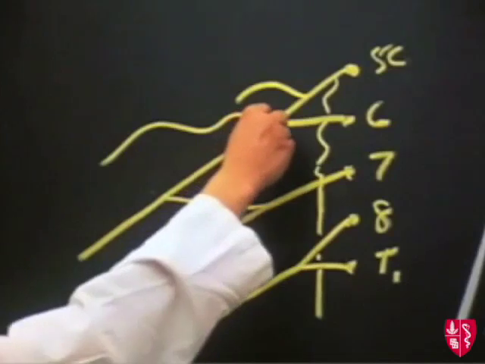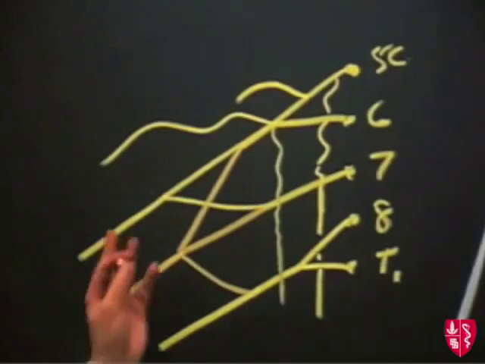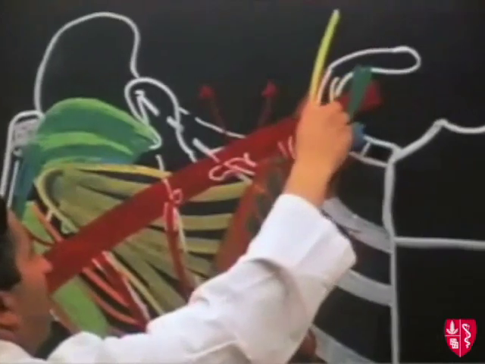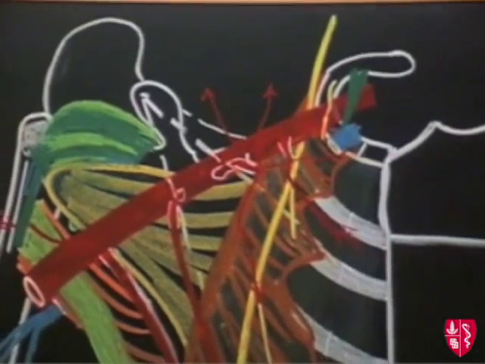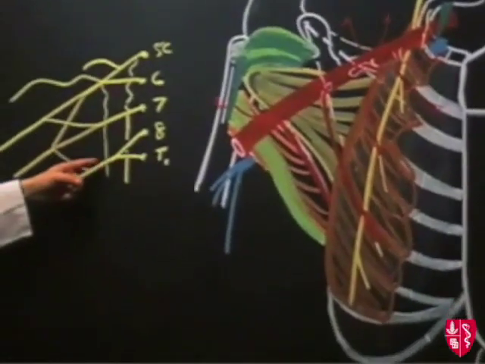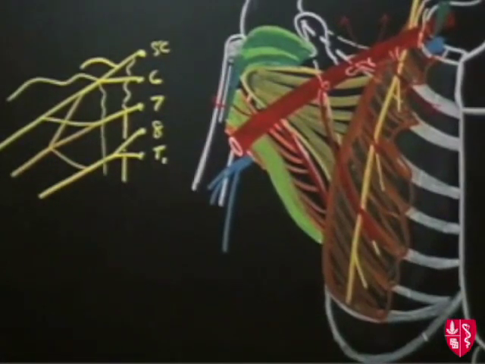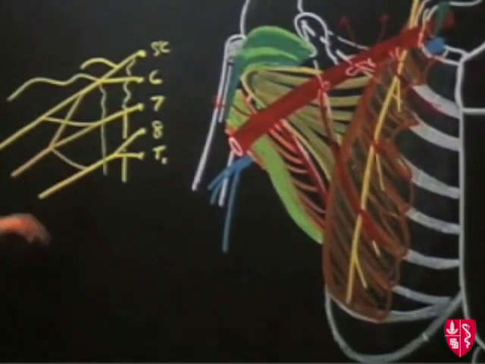And here is a small nerve which descends in front of the brachial plexus, and as we shall see in this diagram, crosses the front of the subclavian artery to supply the subclavius muscle. Its importance clinically is that it may contribute the fifth cervical nerve to the phrenic nerve and become an accessory phrenic nerve. Now let us consider the branches of the cords of the plexus.